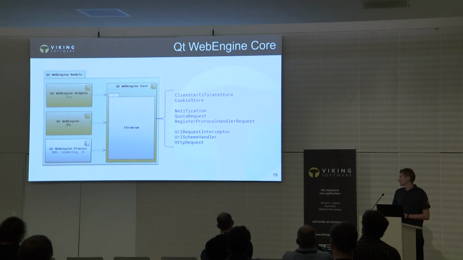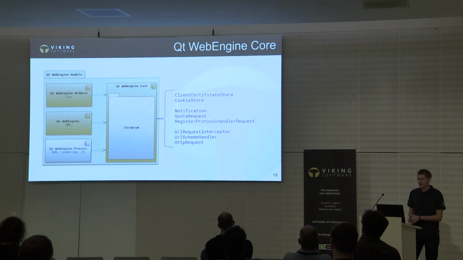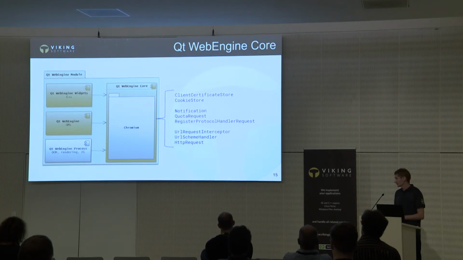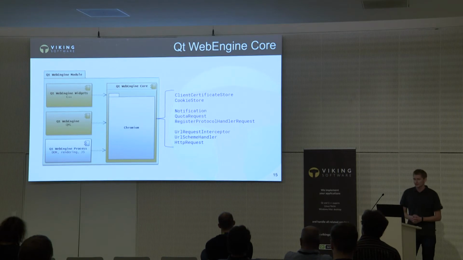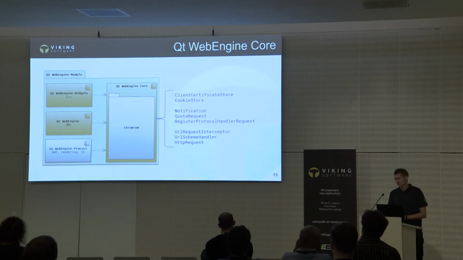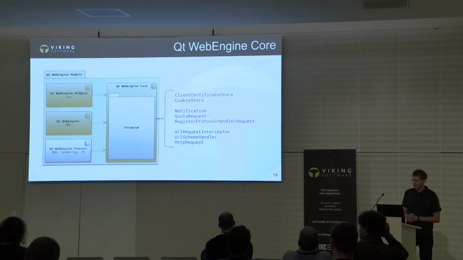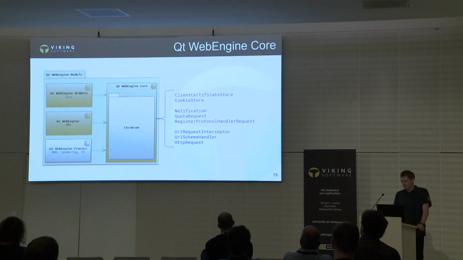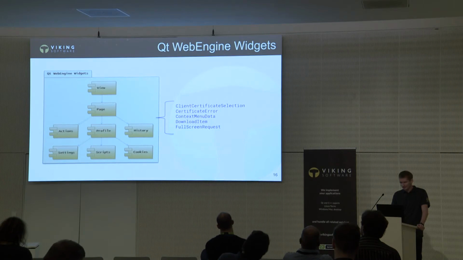The next block is tools that help you to implement features of modern HTML, like notifications and some requests. And the last block is related to traffic level. It uses interfaces like we saw before. And that's probably the most interesting API available from the WebEngine core submodule.